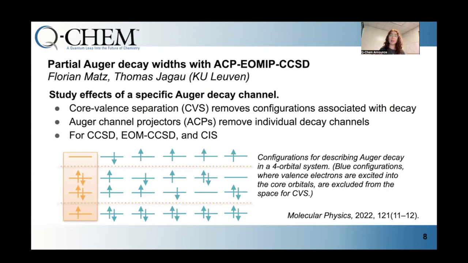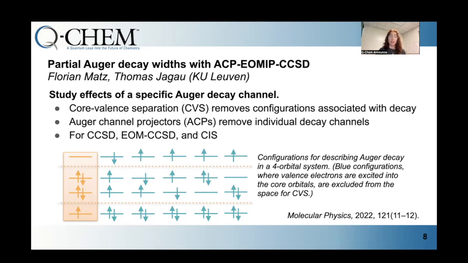So continuing with the whole Auger decay theme, we also have this contribution from Florian Matz and Thomas Jagau. They have basically enabled a partial Auger decay width. They a while ago implemented this core valence separation approach, where you can see all of the determinants necessary for describing Auger decay in a four-orbital system down here. You can see them visualized there. The core valence separation approximation removes configurations associated with the decay, which is all of the blue ones.